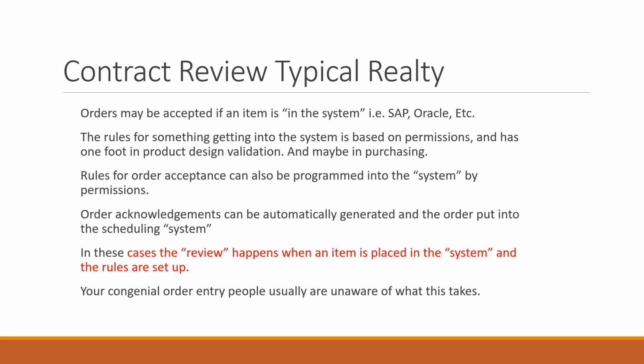The order acknowledgments can be automatically generated and the order put into the scheduling system. In these cases, the review happens when the item is placed in the system and the rules are set up. Your congenial order entry people usually are unaware of what this takes. It probably happened before they got there.